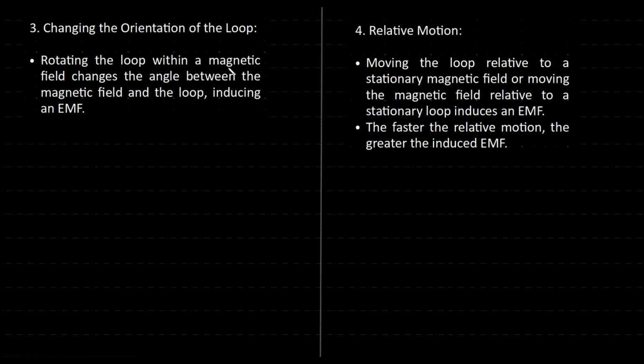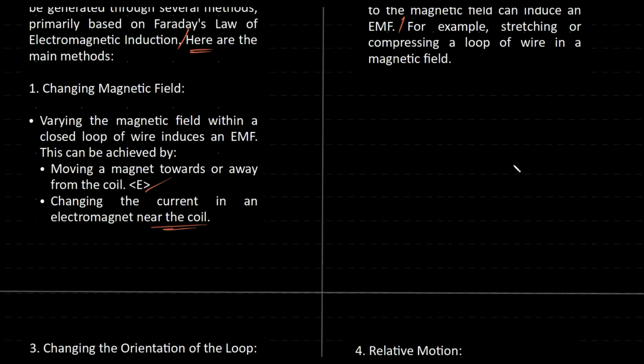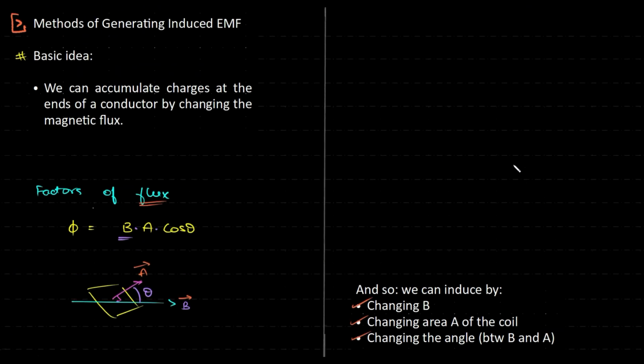Changing the orientation is what we saw. Rotating the loop within a magnetic field changes the angle between the magnetic field and the loop and induces EMF. This will be seen in detail. Relative motion: moving the coil relative to a stationary magnetic field, or moving the magnetic field relative to a stationary loop, induces EMF. So basically this is the same as your first point. The faster the relative motion, the greater the induced EMF. Okay guys, a small introduction. We'll be studying a lot more on this.